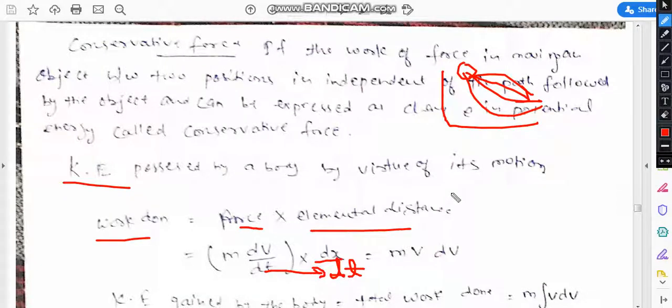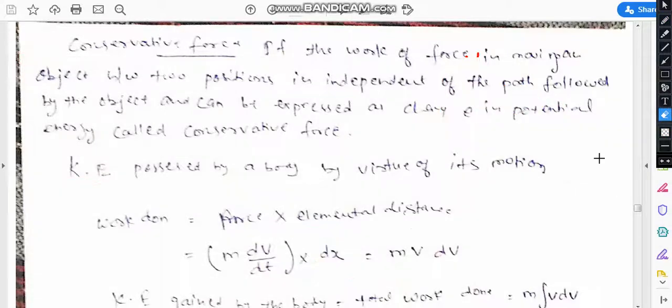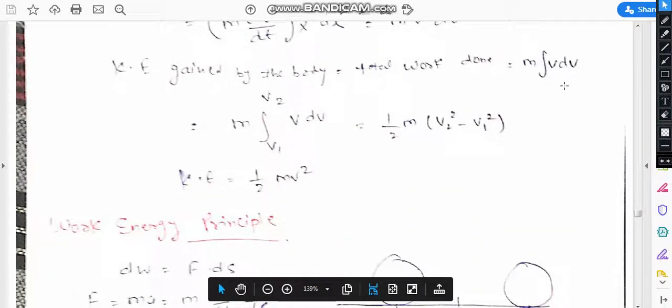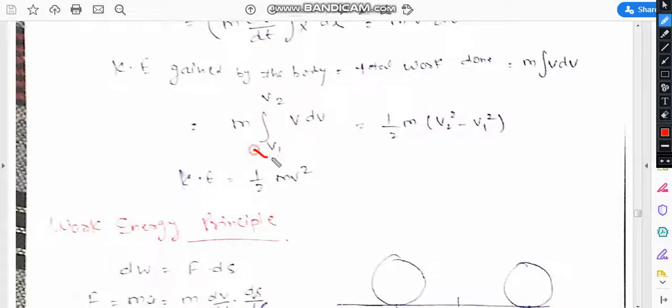Okay, and if we assume that the velocity of the particle is v1 initially and reaches v2, then the kinetic energy of this object is nothing but the integral of mv dv from v1 to v2, because v1 is the initial velocity and v2 is the final velocity. By integrating this, we find half m(v2 square minus v1 square). That is the kinetic energy of the object.